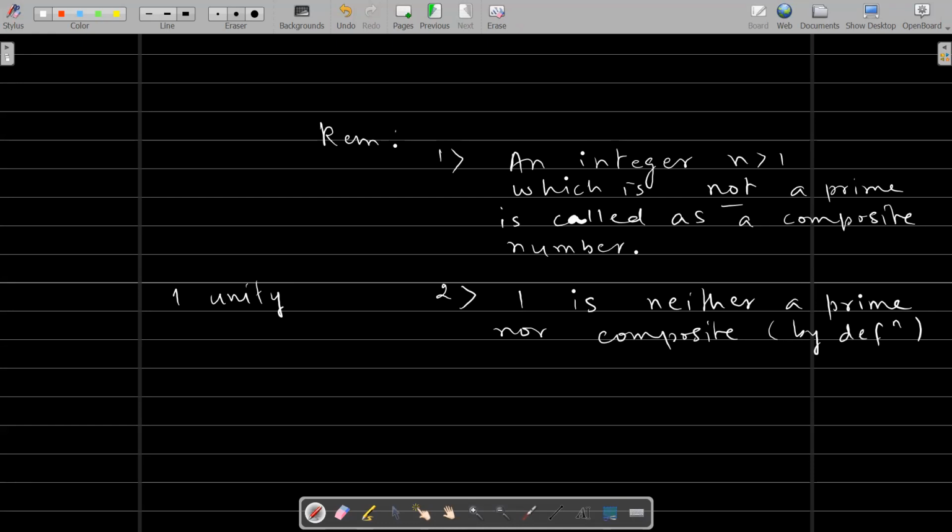Okay. Now, just a minute, Bhairav. I thought one was a unit because one has an inverse within the integers. Yes. So 1 and minus 1 basically have inverses. Yeah. Thank you.